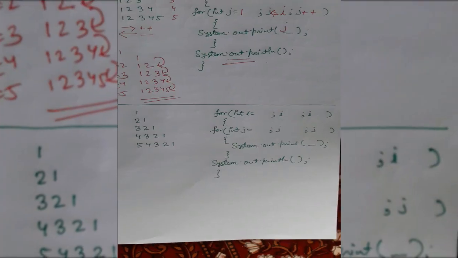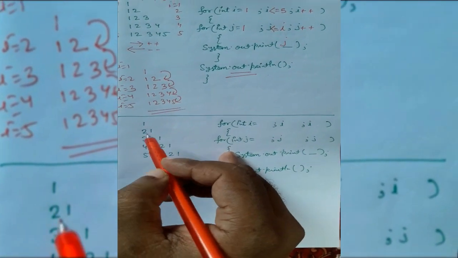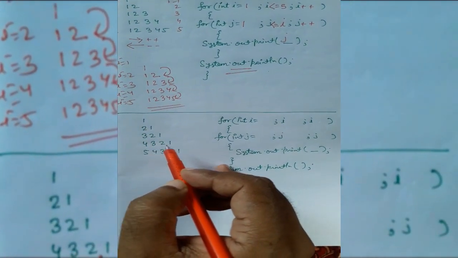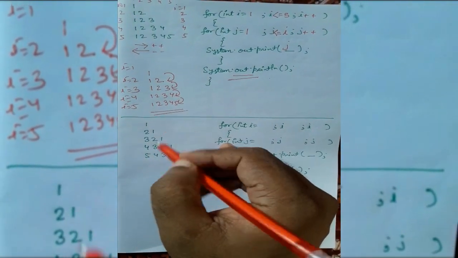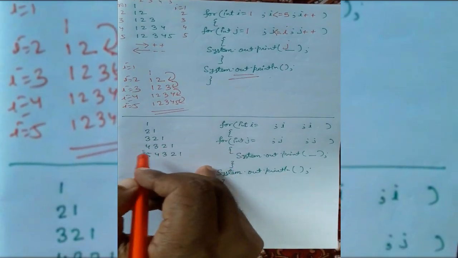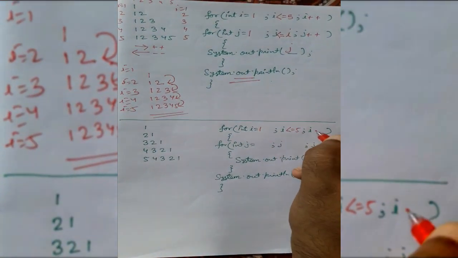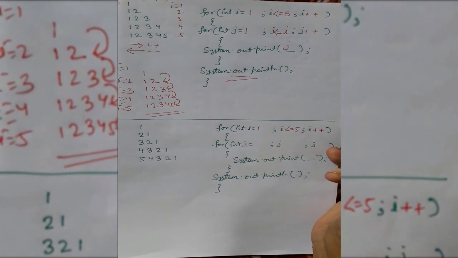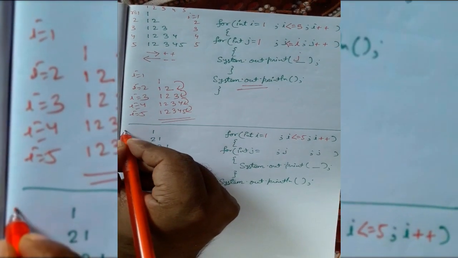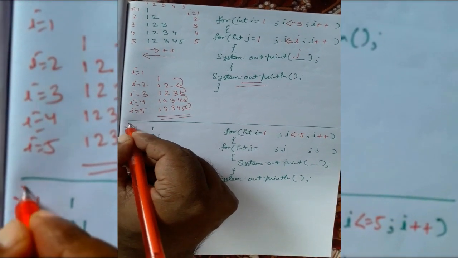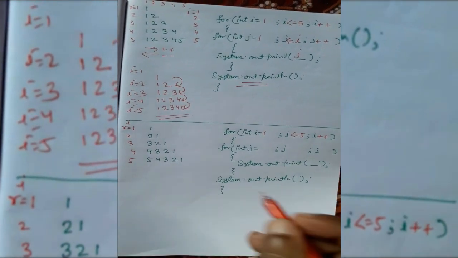1 2 3 4 5. Now the next type of program, with just a little bit of change: 1, 2 1, 3 2 1, 4 3 2 1, 5 4 3 2 1. I told you, because we need 5 rows, 1 2 3 4 5, we will write here I equals 1, I less than or equal to 5, I plus plus. Now the main part, this one. Here I, or row number, is 1, 2, 3, 4, 5.